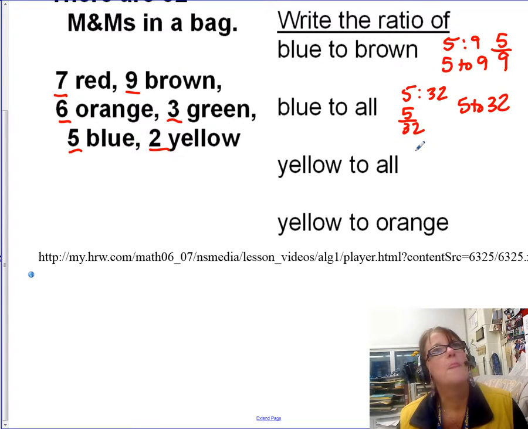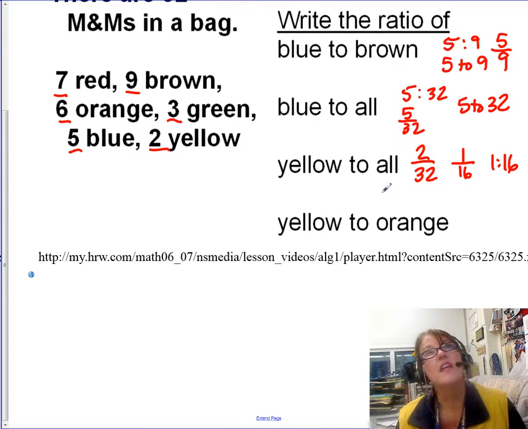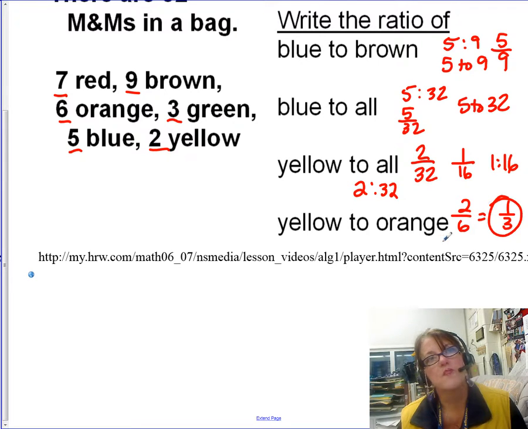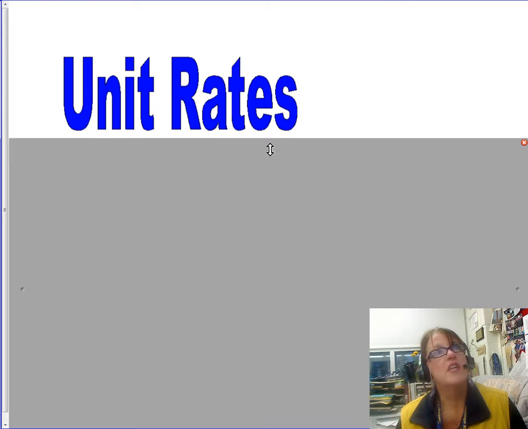Yellow to all. Yellow is 2, which would be 2 to 32. You know what? You can put that in a more simplified form. 2 to 32 is equivalent to saying 1 to 16. Okay, so if you can simplify it, simplify it. It might not always be as obvious when it's written this way, so think of the fraction, get it in simplest form. Same thing with yellow to orange, which would be 2 to 6. Think of that in simplest form as 1 to 3. Okay, awesome.